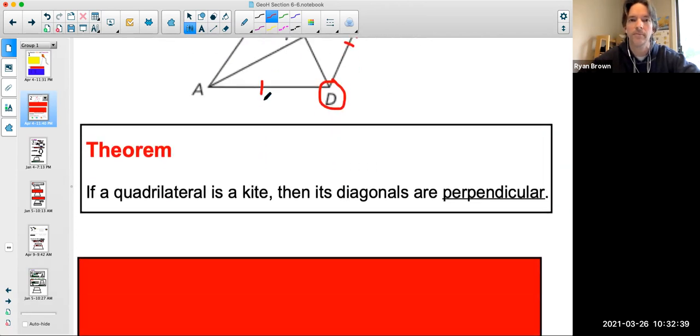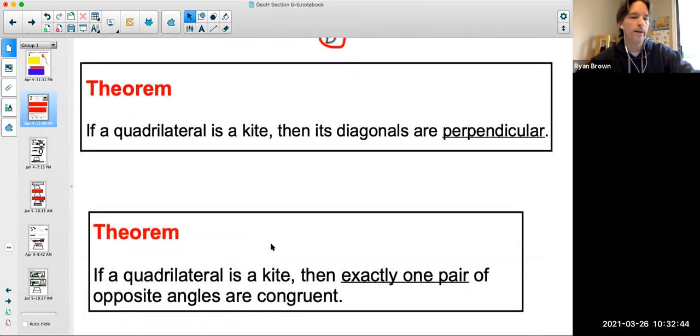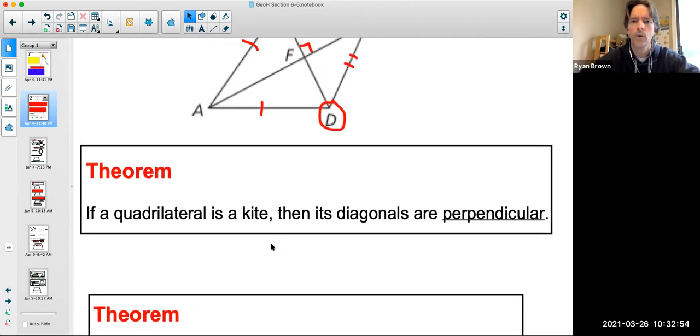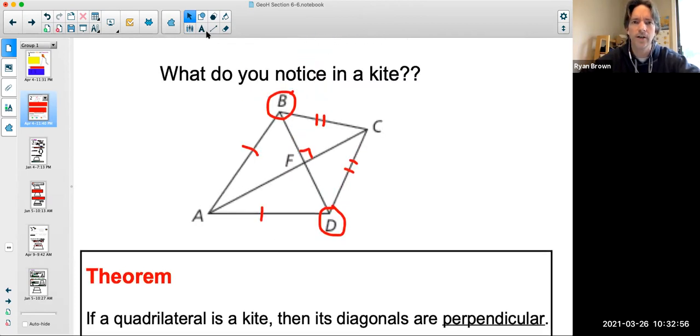Only one pair. And that's our next theorem. In a kite, there's only one pair of opposite angles that are congruent. Not both pairs, because again, that would be a parallelogram. Now, how about those other two angles? They're not congruent, right? Well, let's see. A and C are definitely not congruent, but do you notice what's happening to them that's not happening to B and D? Do you notice what diagonal AC is doing? AC is actually bisecting those angles.